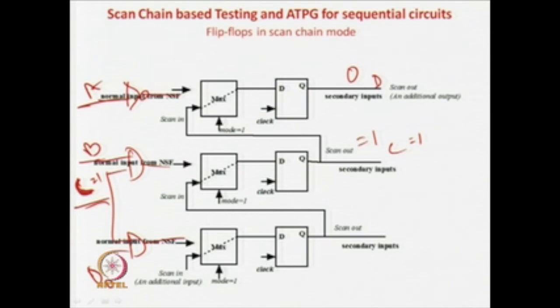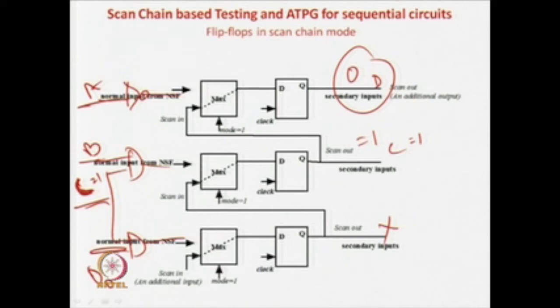So how will you do it? What do you require in this scan chain, in the flip flops? This output you do not require. C you require to be 1, because this is a virtual primary input or secondary input that has to be made 1. So you require controllability of this, and this also you want to make a 0, because it is connected to this pin which has to be a 0. So how to do that?